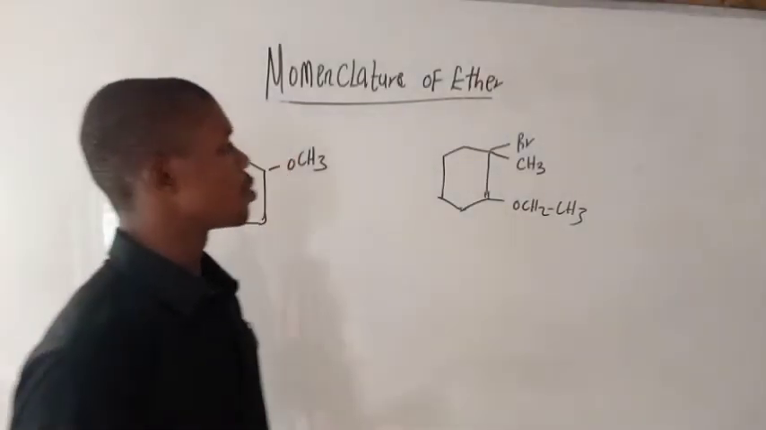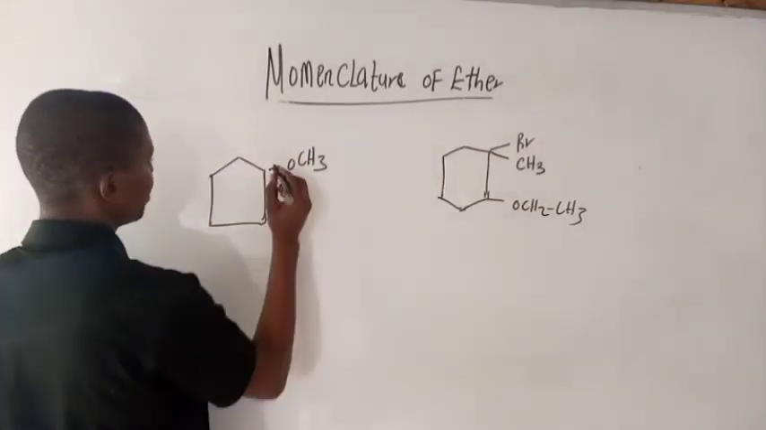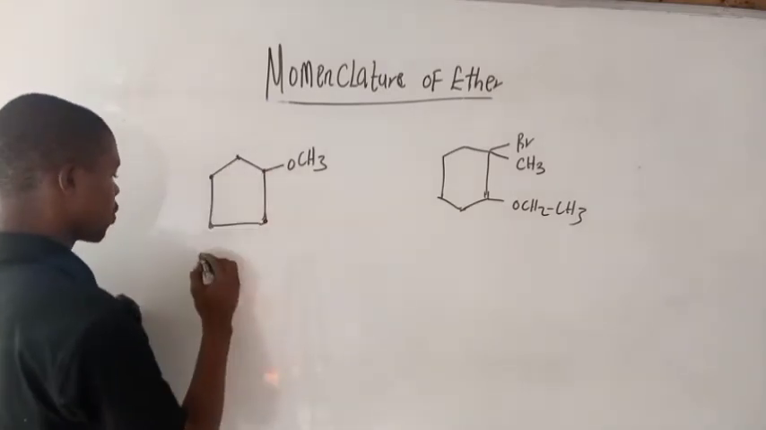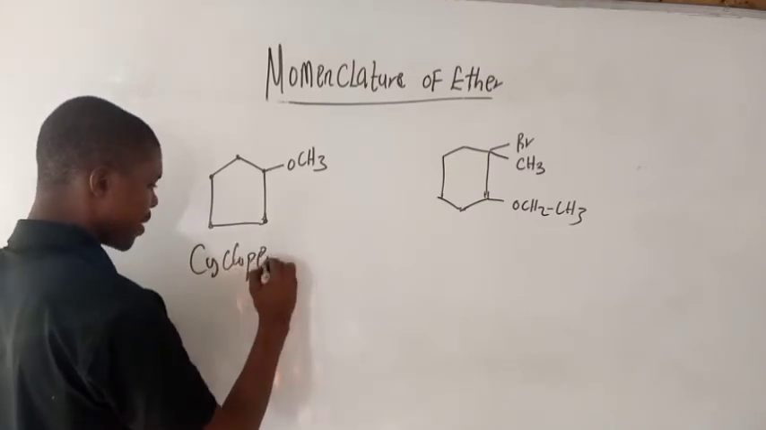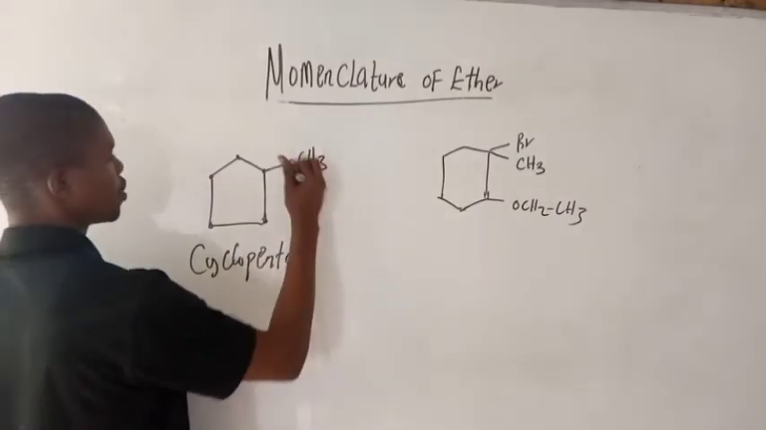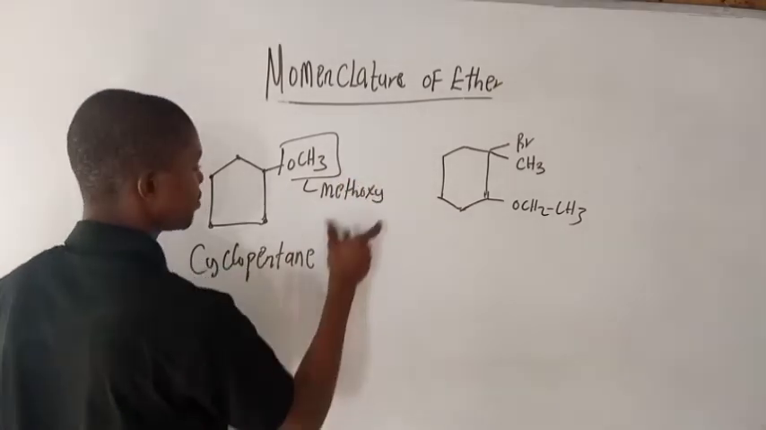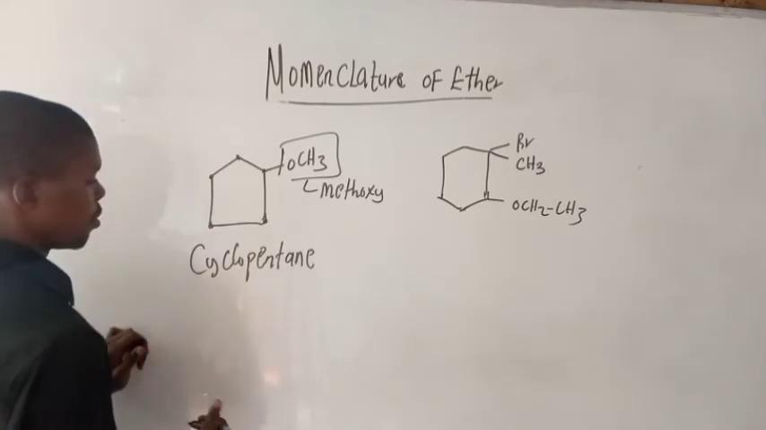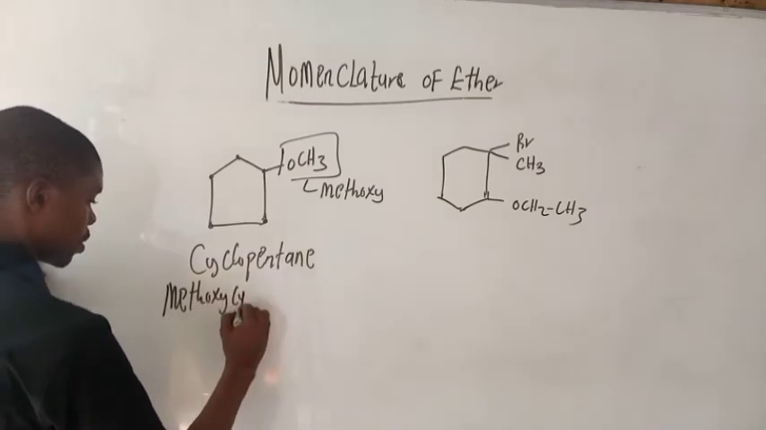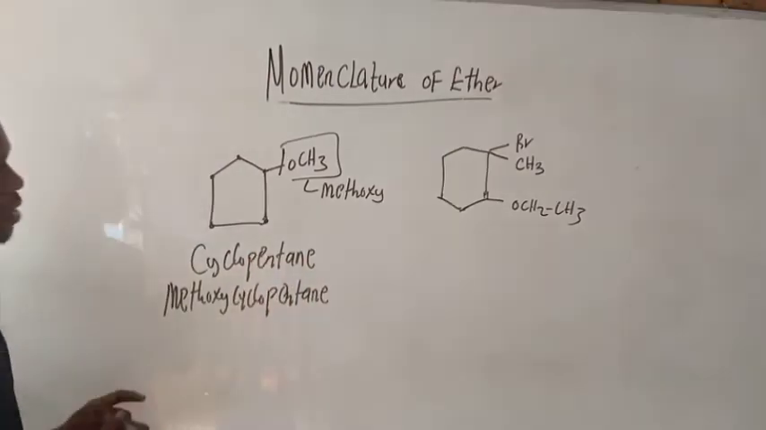So now let's end this video with a cyclo compound here, right? Remember, this one is cyclopentene. 1, 2, 3, 4, 5. So you could call it cyclopentene. Now this one here is called methyl, right? So it's going to be methylcyclopentene. That is its name.